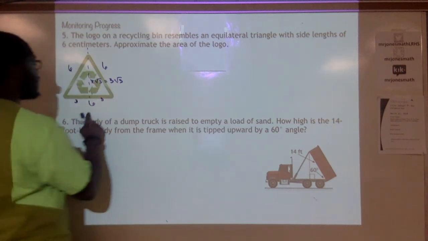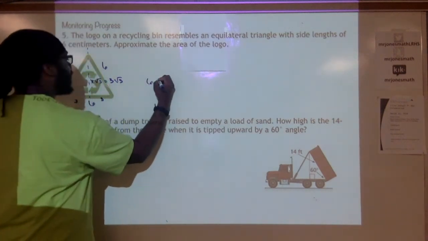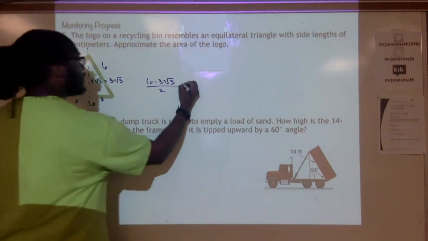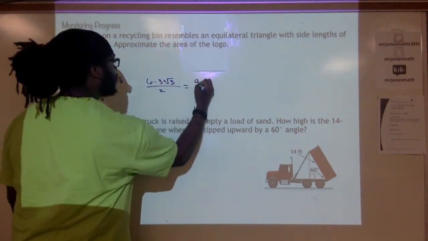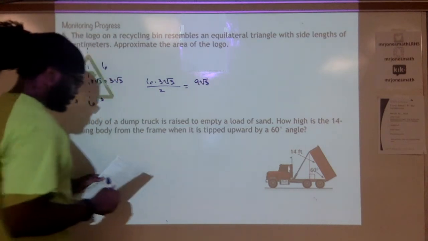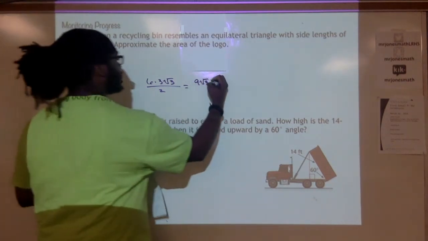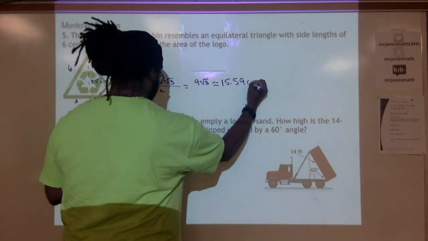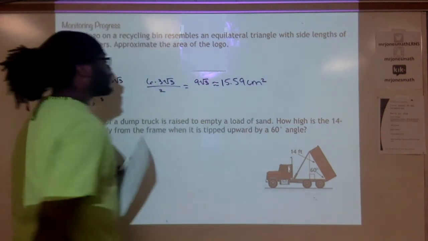So base times height, our base is 6. Our height is 3 square root of 3, all divided by 2, which would be 9 square root of 3, which is about 15.59 centimeters squared.